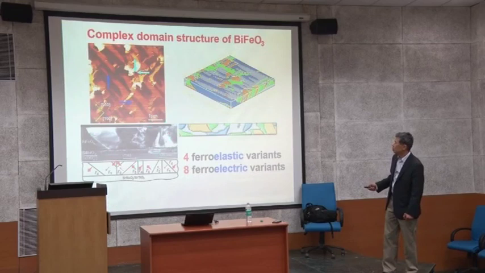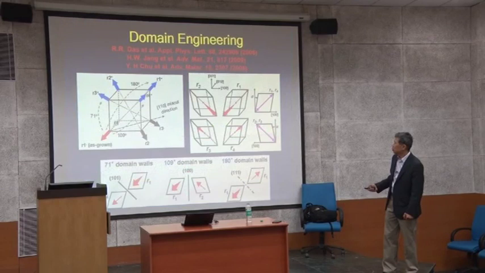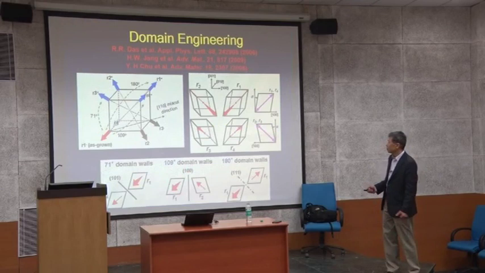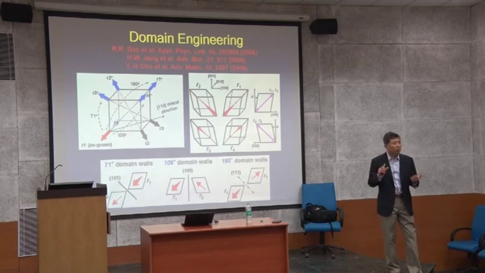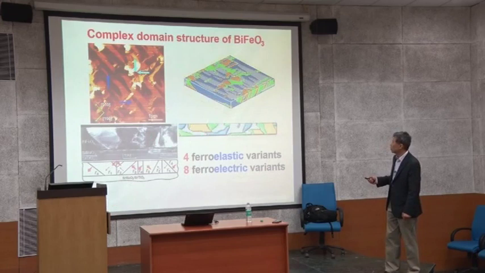The vertical domain wall, this kind of domain wall, we call 109 degree domain walls, depending on what types of R1, R2, or R1, R4, what kind of combination of these domains. Okay? And then you have this kind of domain walls. When you switch it, each component behaves differently, very hard to know what's going on.